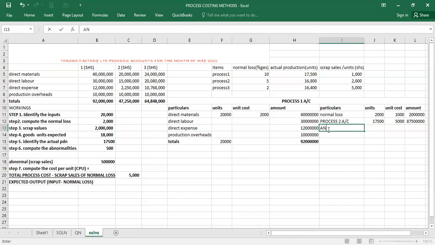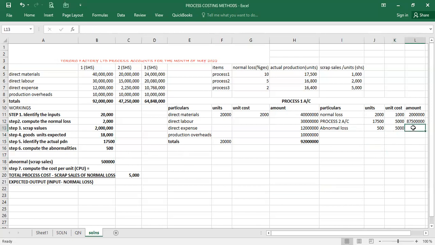So here we have the abnormal losses. Our abnormal loss in units is 500. These units, they were 500 units. But what is the cost at which we are valuing these units? We are valuing them at the cost we use to value the good units, at 5,000.